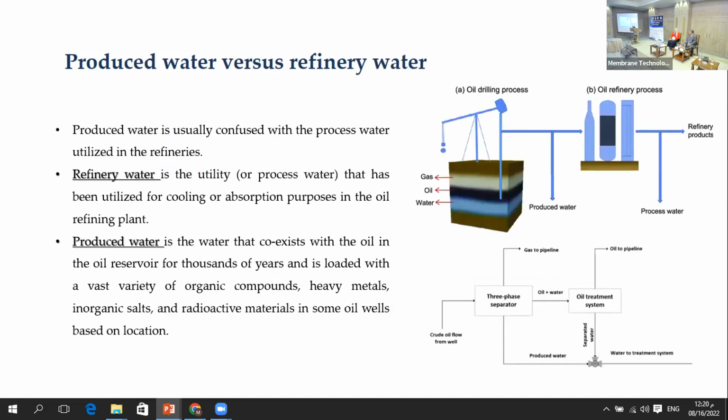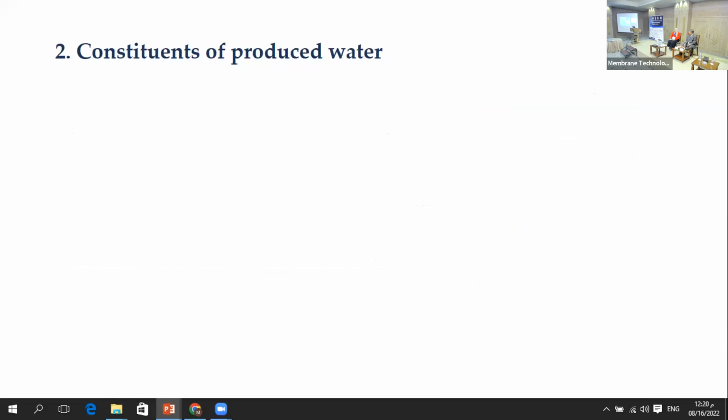Produced water is sometimes mixed up or confused with refined water. Produced water is defined as water that is extracted along with the oil from the well, or that is initially separated at the upstream treatment, from the separator, along with salt and so on. So let's take a brief look at the constituents of produced water.